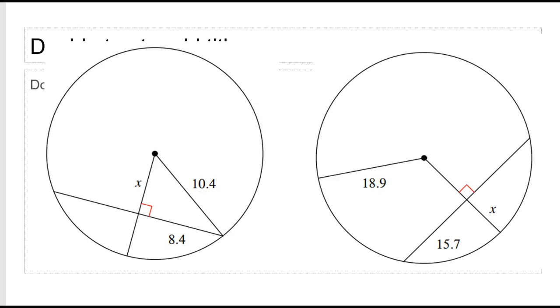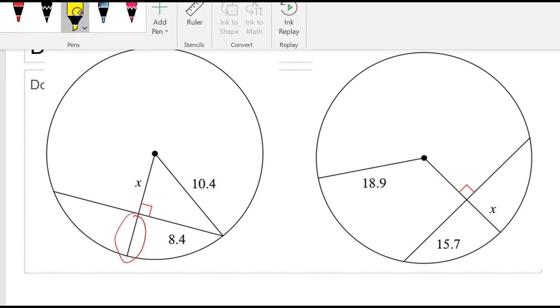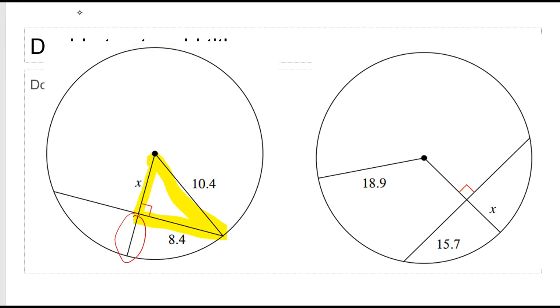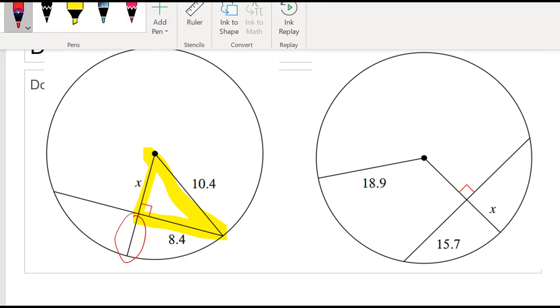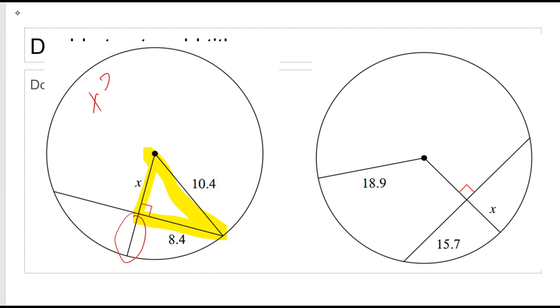Alright, now these problems are slightly different. Switch to this left one. Now you can see we do not know this side length right here. That's going to be hard because in the last problems we did know that. But I do know the radius is 10.4. But look right here. This is the big thing to notice about this problem, especially some of these problems that we're going to talk about. That is a right triangle. So that means we can use Pythagorean theorem.